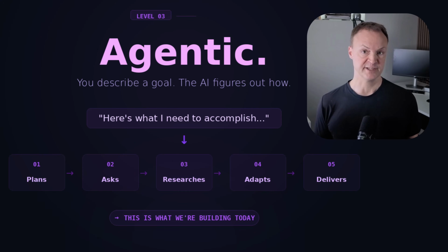Level 3 is agentic, and this is where things get really interesting. Instead of telling the AI what to do step by step, you describe the goal. You say, here's what I need to accomplish, and the AI figures out the steps on its own. It makes a plan, picks its tools, adapts when things don't go as expected, and it will even ask you questions when it's not sure about something. That's what we're doing today. Here's the way I think about it. It's like the difference between micromanaging a brand new employee versus trusting an experienced one. In the last video, we were the manager saying, do this, then this, then this. Today we're saying, here's the goal, here's what you have access to, figure it out. That's a completely different relationship with the AI.